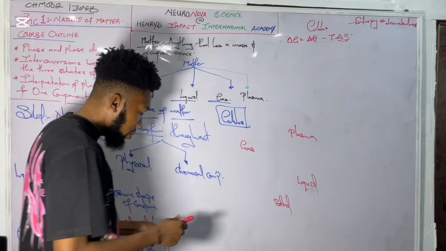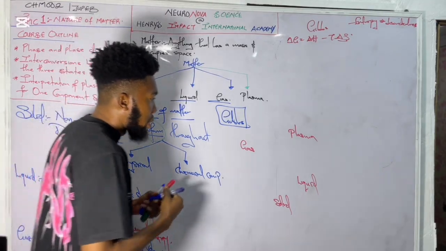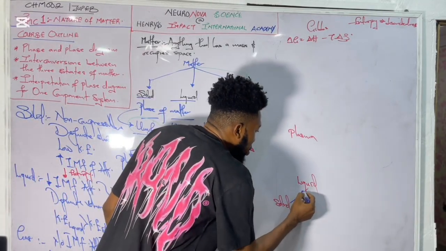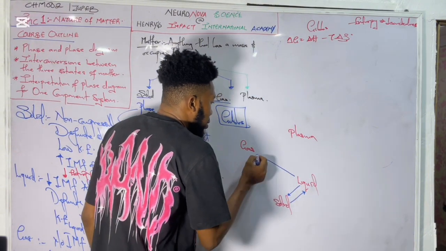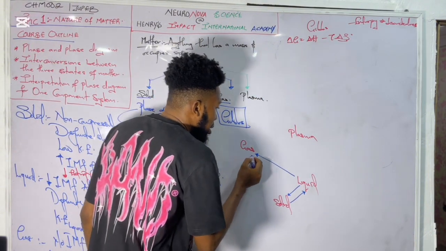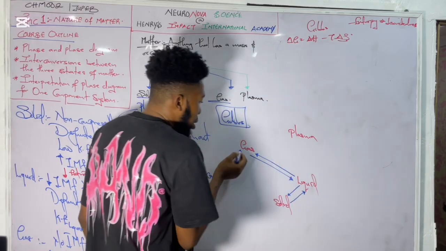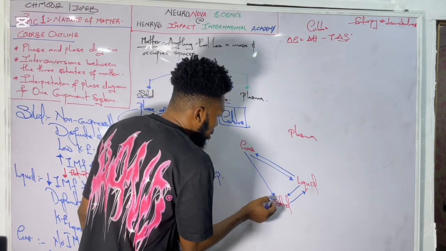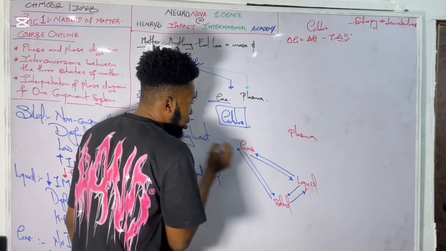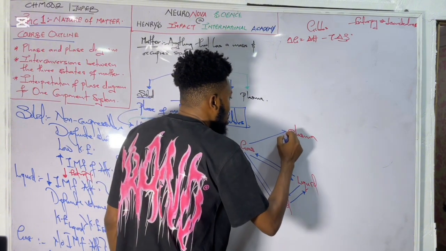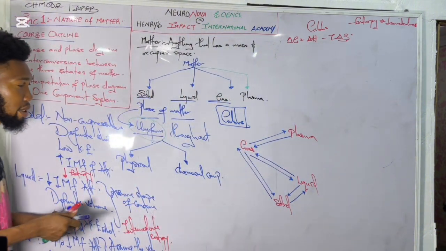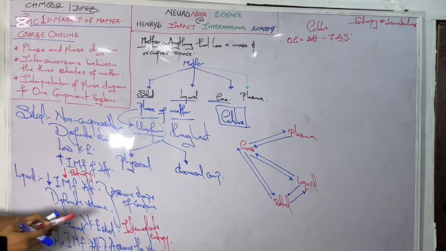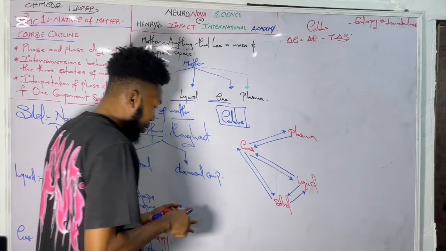So we know this stuff. We've seen it before. Solid can go into liquid, liquid can become solid. Solid can go and become this, this can go and become this, this can become this, this can become this, this can become this, and this can become this. Yes. So that's our conversion chart I'm going to be using now.